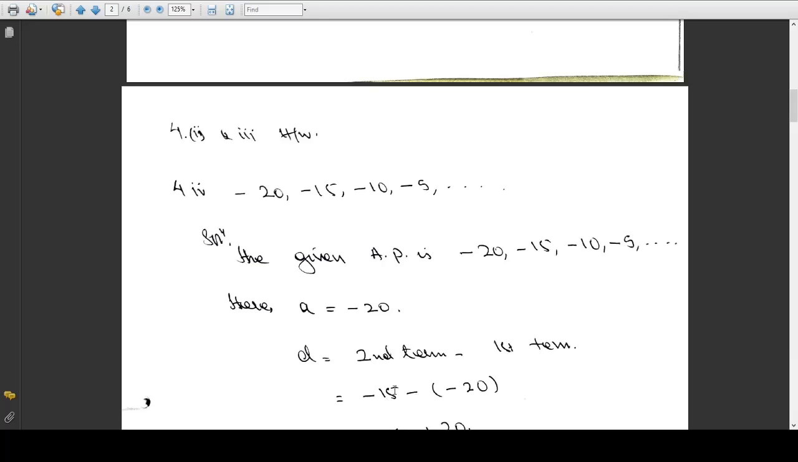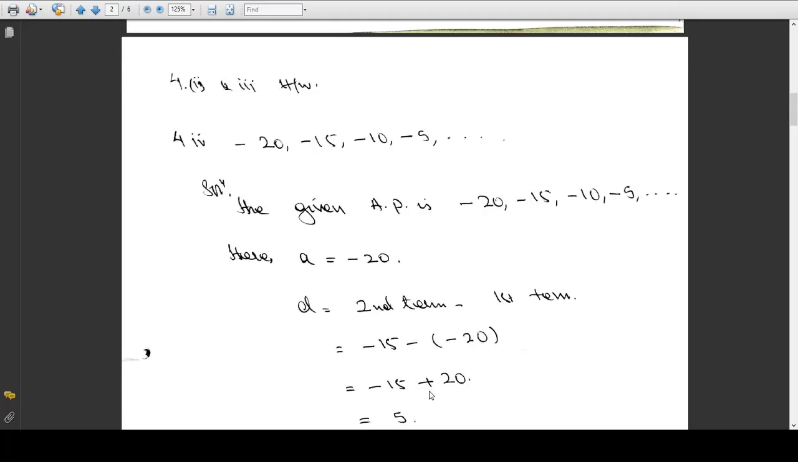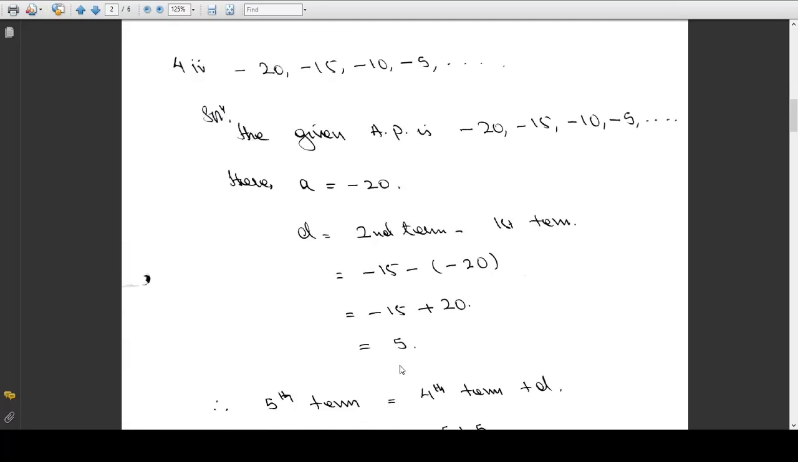Okay, remember it is not minus 15 minus 20. You have the second term minus the first term, and the first term is minus 20. That means you have to put it within brackets. And here minus with minus is plus. Minus 15 plus 20 is 5, which is the common difference. Okay, now we have to find the fifth term, the sixth term, and the seventh term.